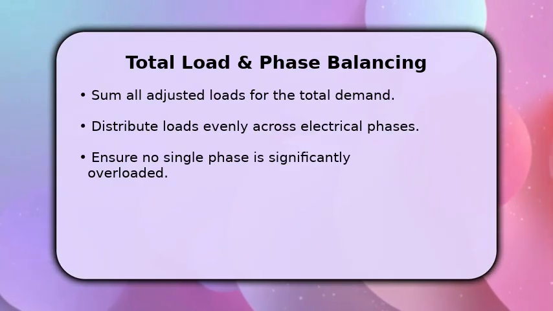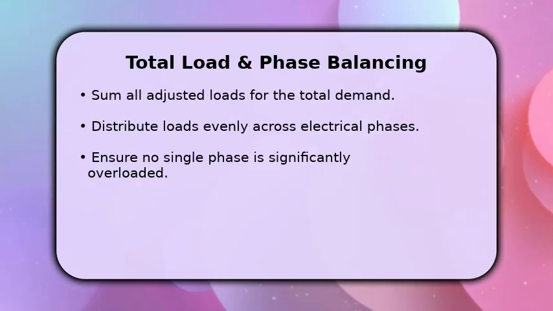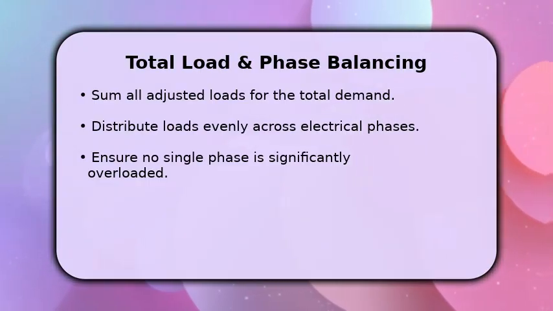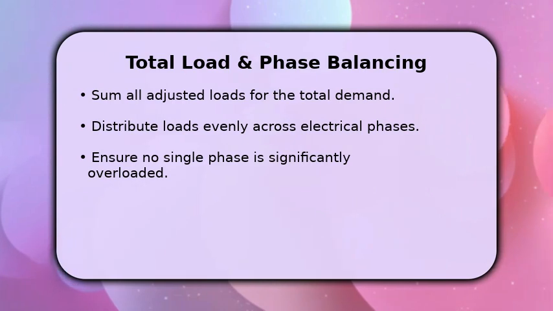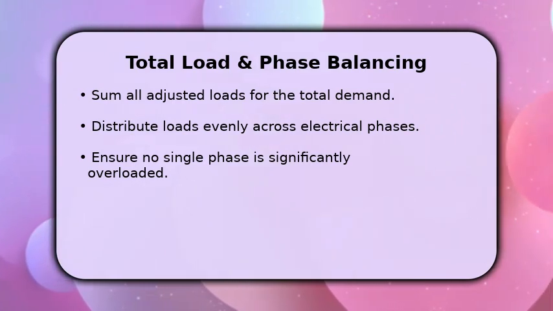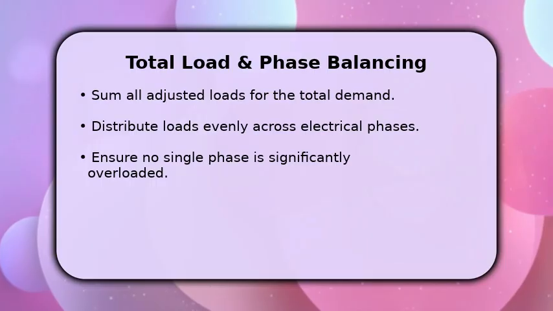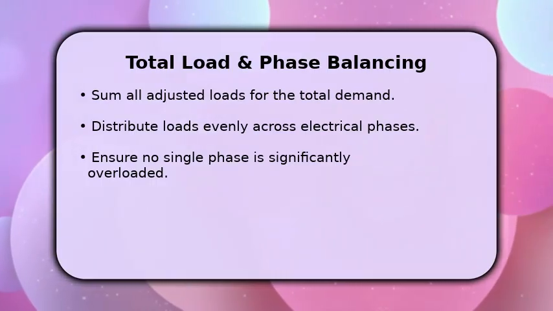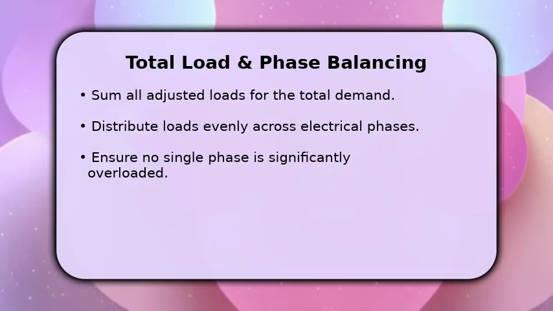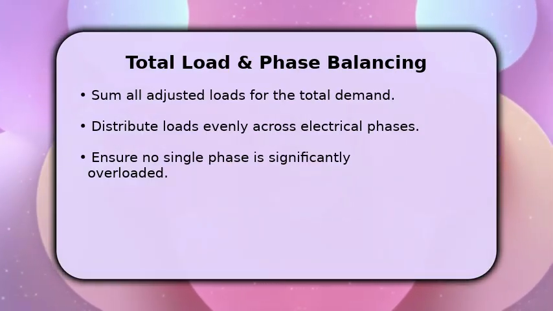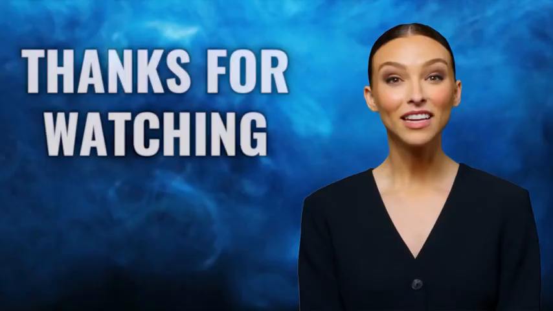Finally, sum all your adjusted loads to determine the total electrical demand. For three-phase systems, it's crucial to balance the loads as evenly as possible across each phase. This prevents voltage imbalances and ensures stable operation. Always compare your calculated total load against the available service capacity to confirm your design can safely handle the building's electrical needs.